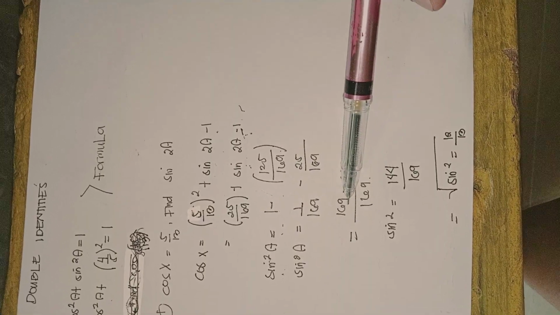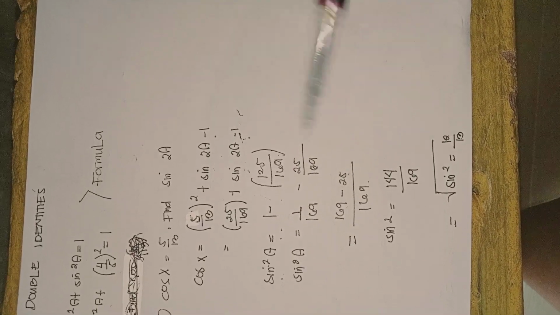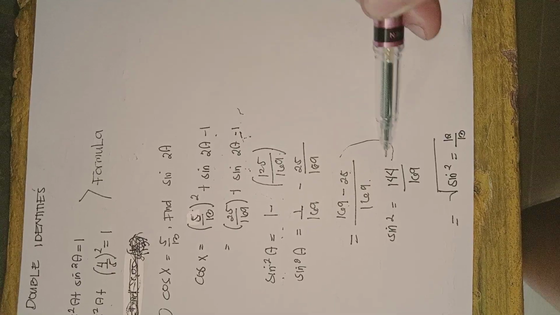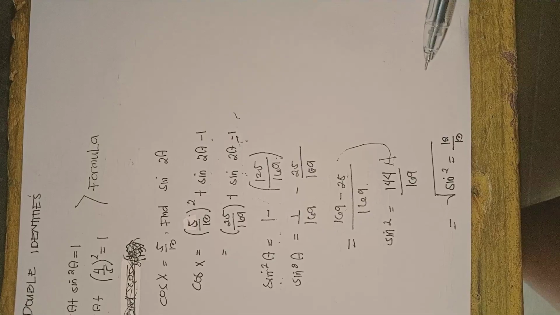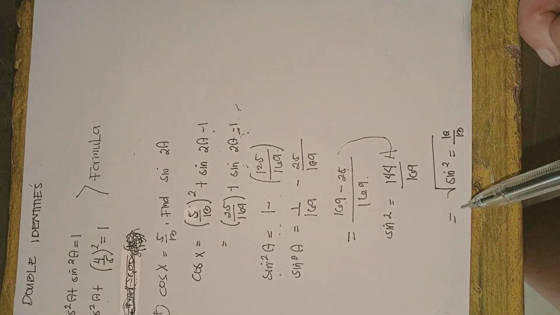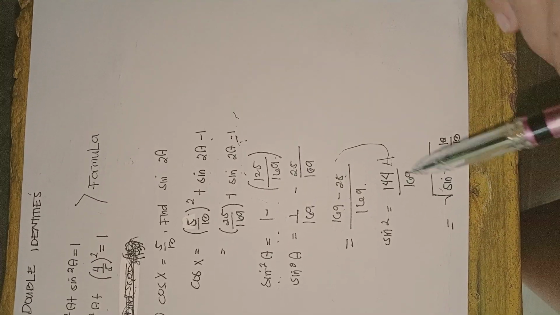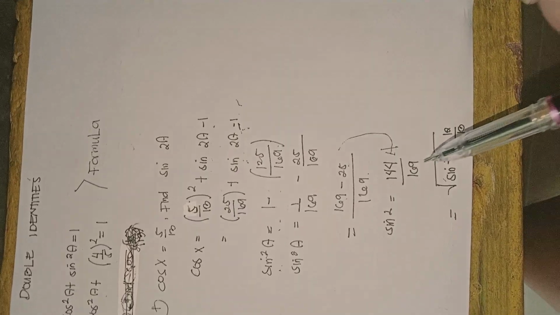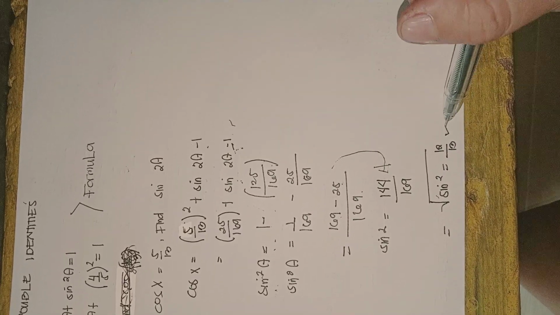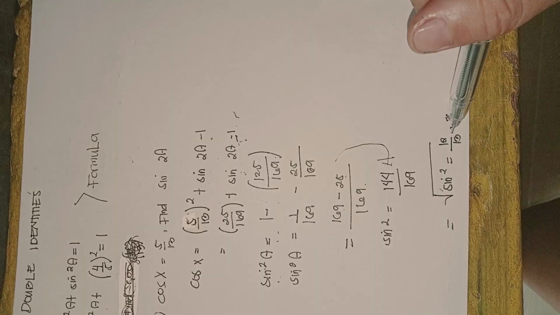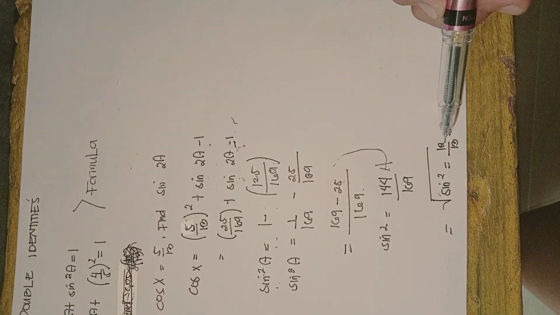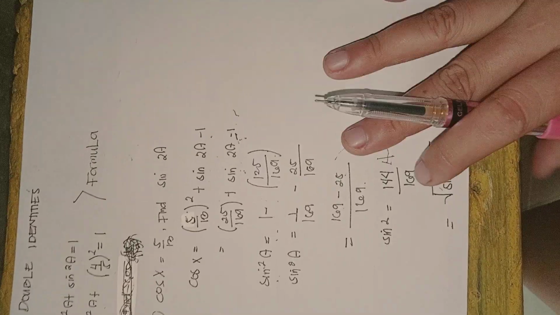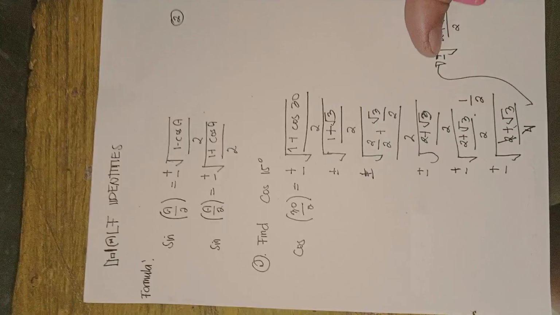So 169 minus 25, the result is 144 over 169. And let's take the square root of 144 over 169. So we have the answer of 12/13. So our sine x is equal to 12/13. So now I have the half identities.